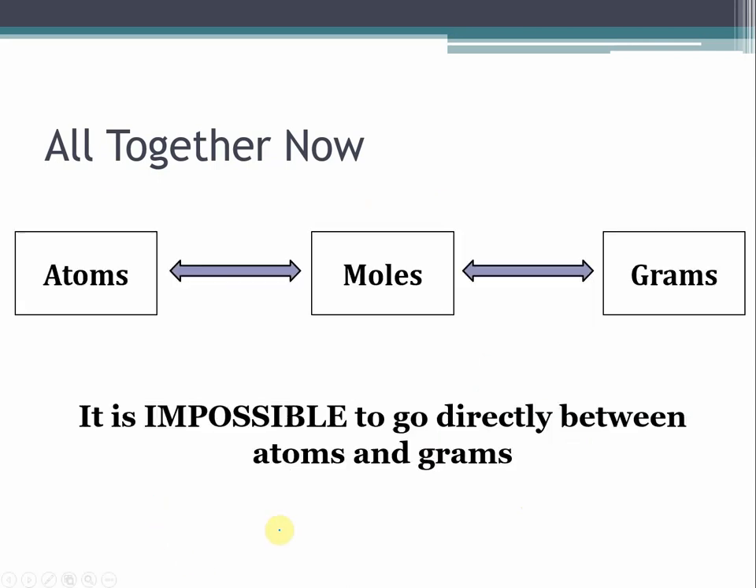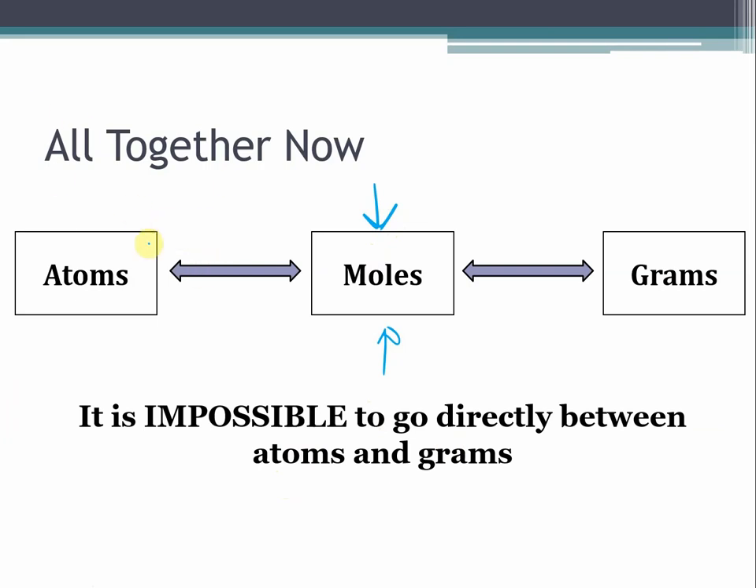So I've got a little roadmap for you here. Notice that moles are in the middle and atoms and grams do not touch each other. It is impossible to go directly between atoms and grams. You have to go to moles first. Moles are like your base unit. Remember when we were doing metric conversions, you'd always go to your base unit between your different prefixes. You would go from like centimeters to meters and then to kilometers. Same thing here. You have to go through moles before you can go to atoms or grams.